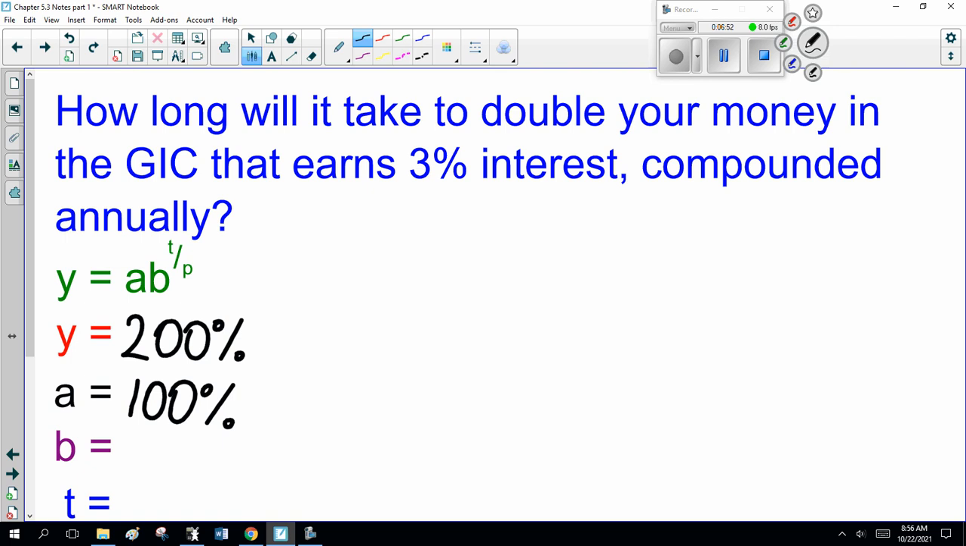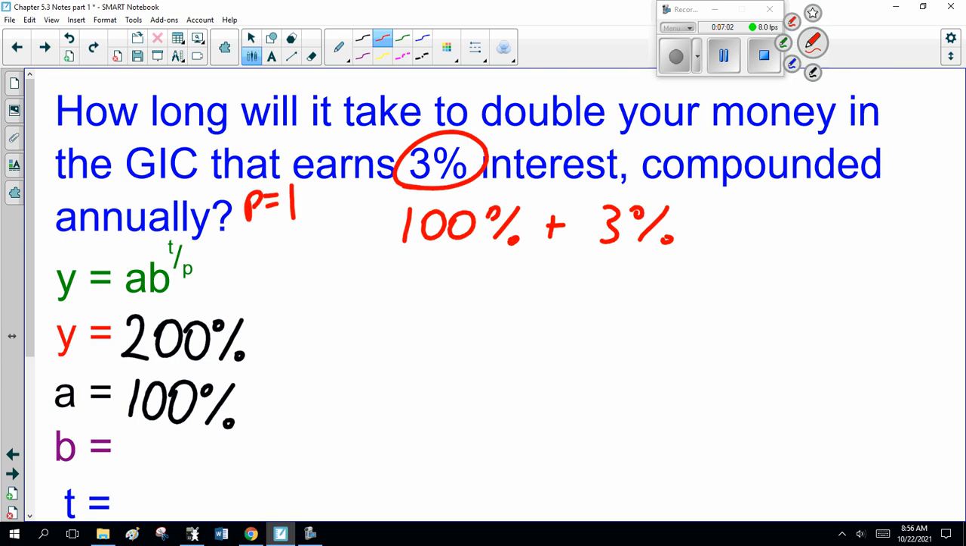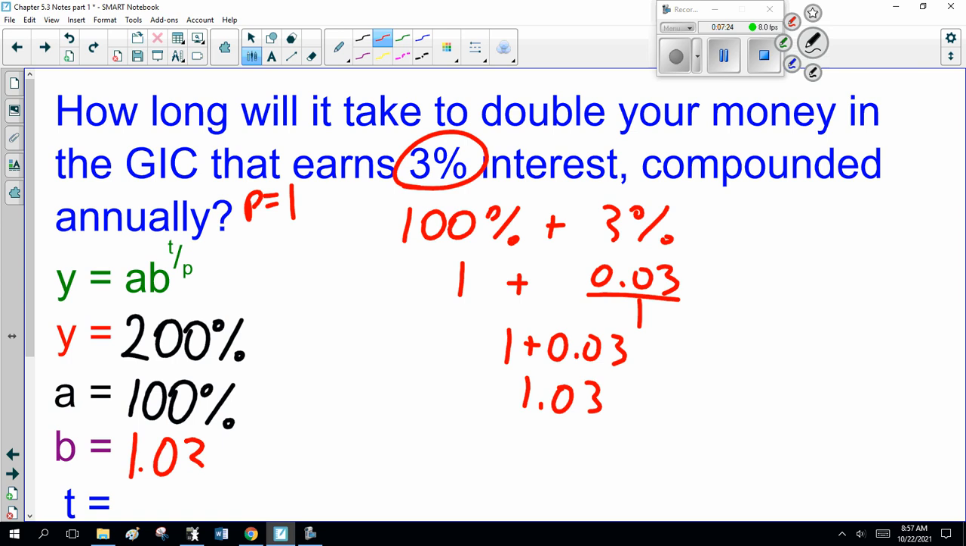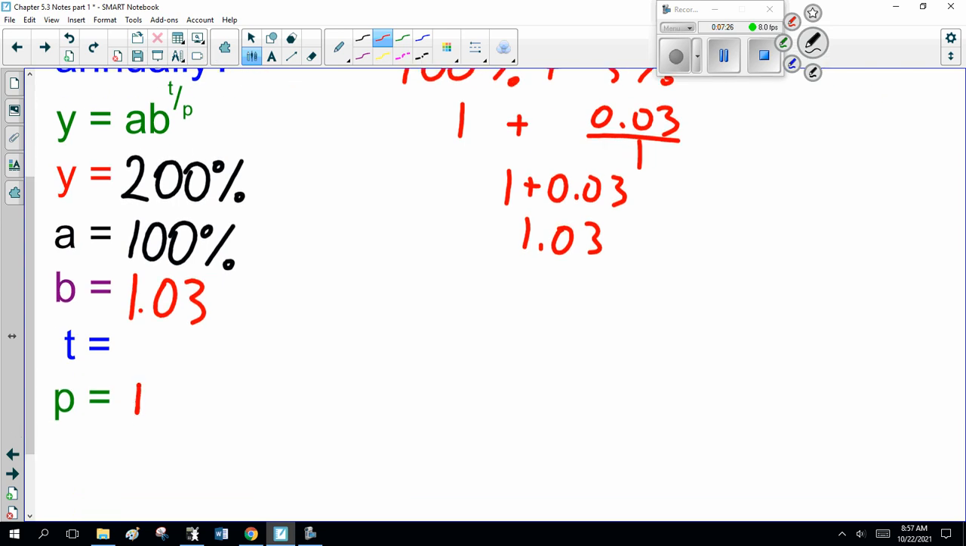Now, the other thing is the base, 100% plus 3%. It's compounded annually, which means P is 1. So we divide this by 1. Sorry, I turned it into a decimal first, didn't I? 1 plus 0.03. My P is 1, so I divide by 1, or my base is 1.03. My time I don't know, and my period to double is 1.